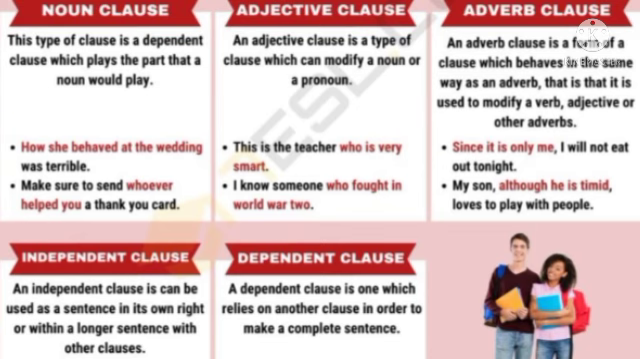So, what is a clause and phrase? A clause is a group of words which has a subject and verb, but a phrase is a group of words that has no subject and verb. And there are 5 types of clauses in English: noun clause, adverb clause, adjective clause, independent clause and dependent clause.